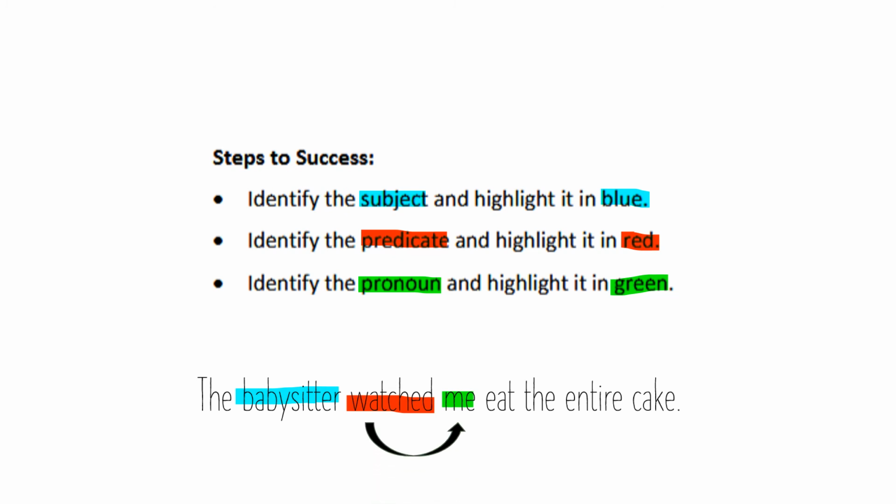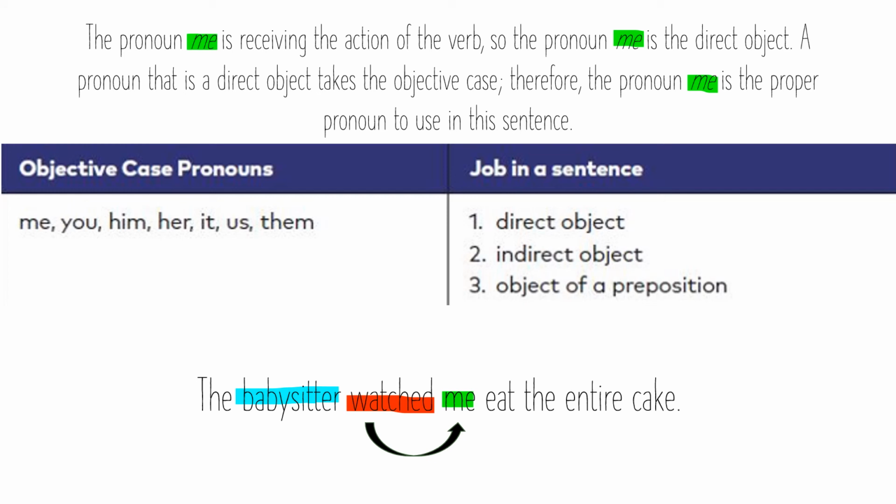Now, let's talk a little bit about the relationship between the predicate watched and our pronoun me. The pronoun me is receiving the action of the verb. Me is being watched. So the pronoun me is the direct object. A pronoun that is a direct object takes the objective case. Therefore, the pronoun me is the proper pronoun to use in this sentence. You wouldn't say the babysitter watched I eat the entire cake, because that pronoun does not match the case that is needed in this sentence.